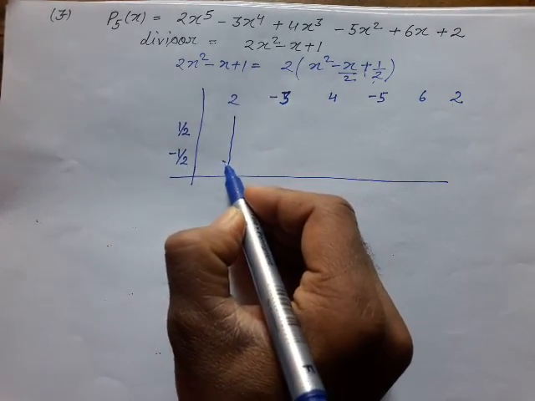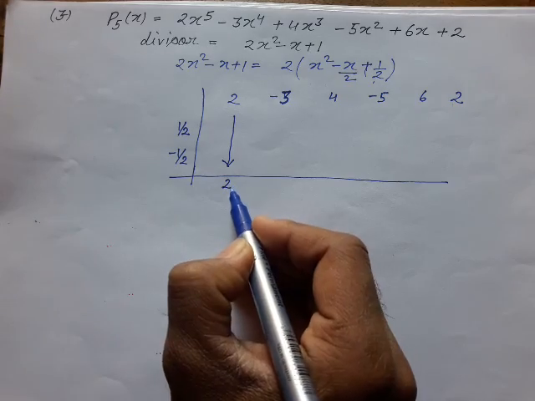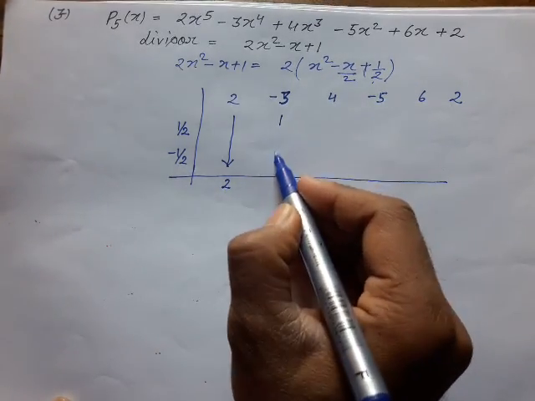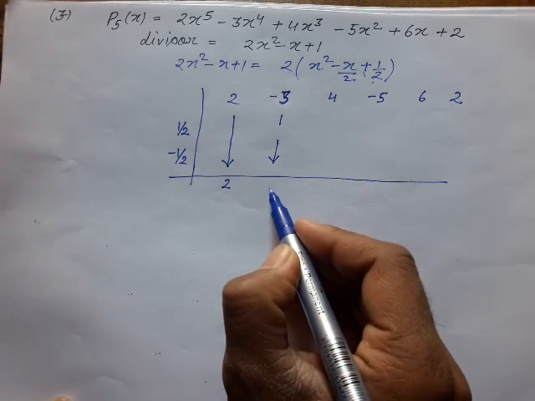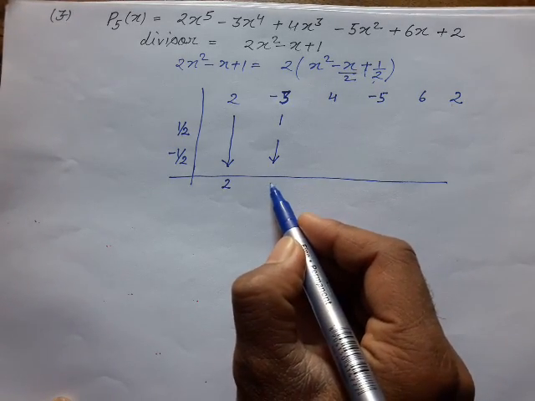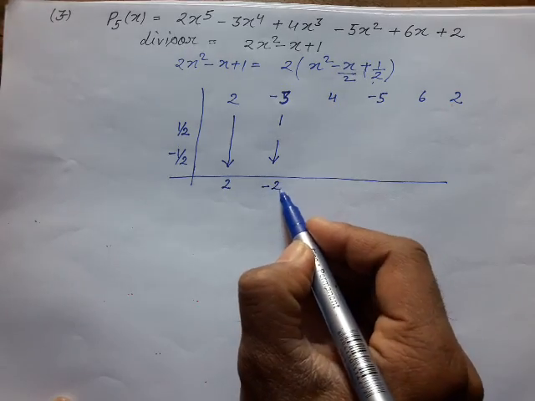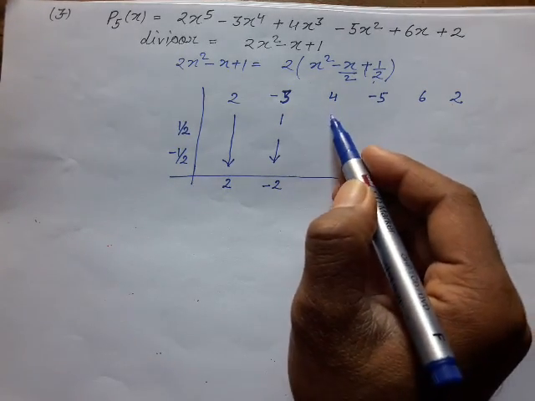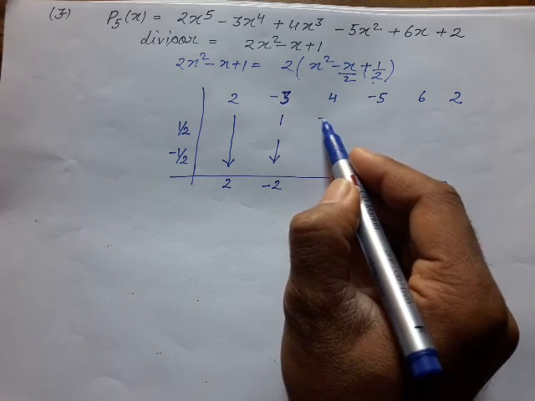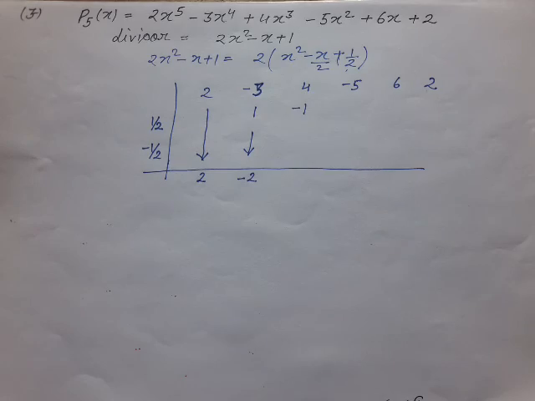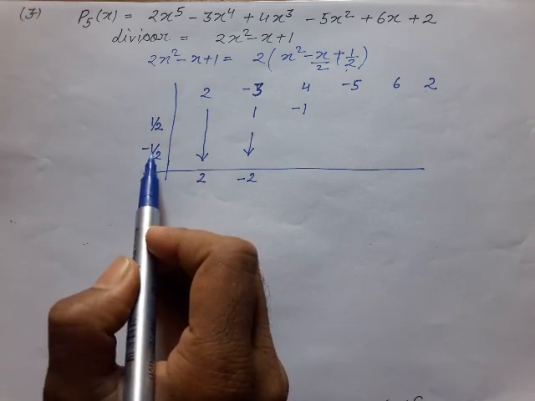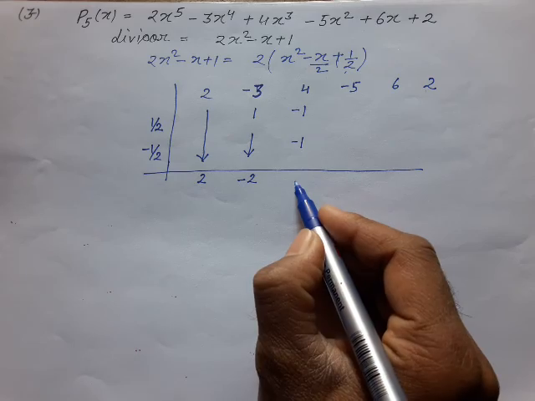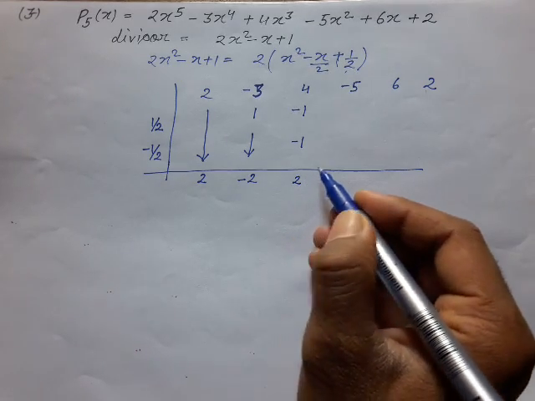Now again leaving the first place, write down here 2. On multiplying 1 by 2 to 2, we get plus 1. Again leaving the first place, on adding we get minus 2. Again multiplying 1 by 2 to minus 2, we get minus 1. Now again multiplying minus 1 by 2 to 2, we get minus 1. On adding we get plus 2.